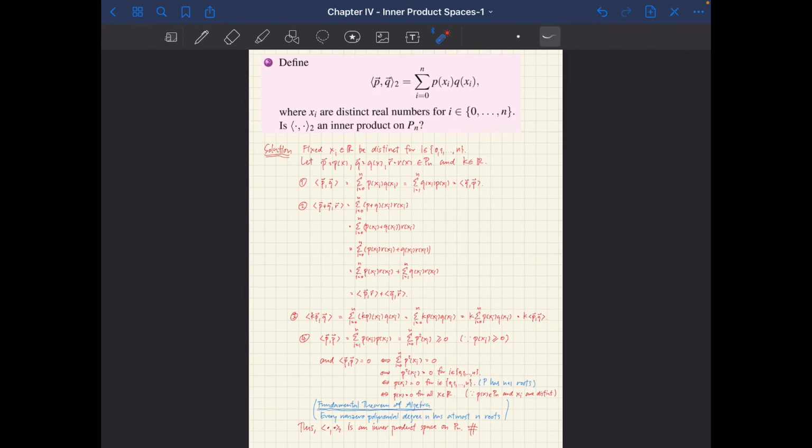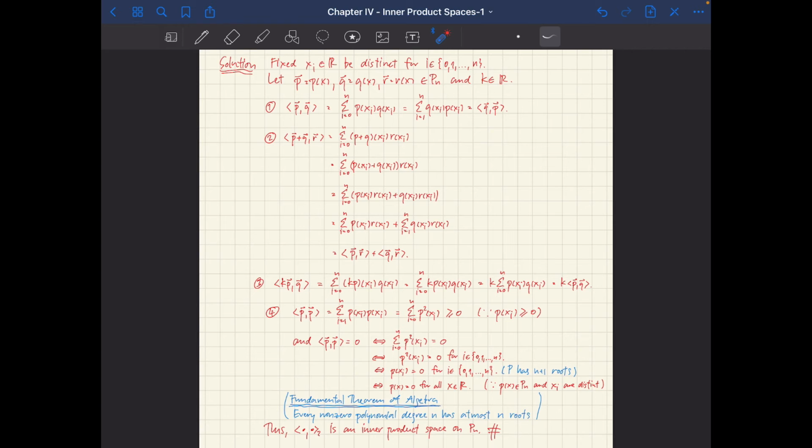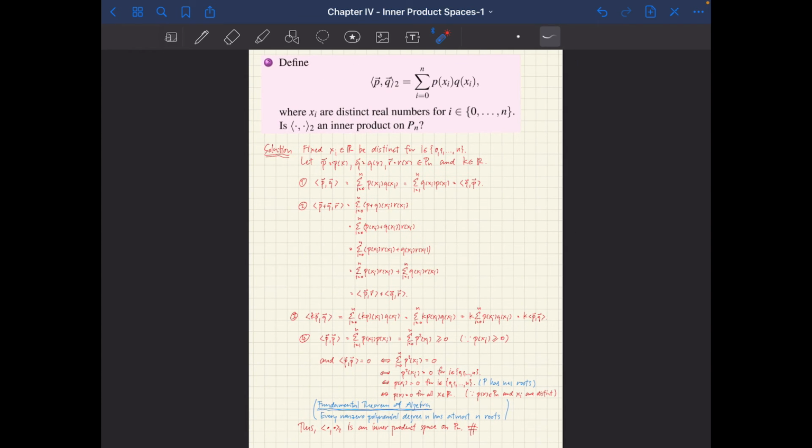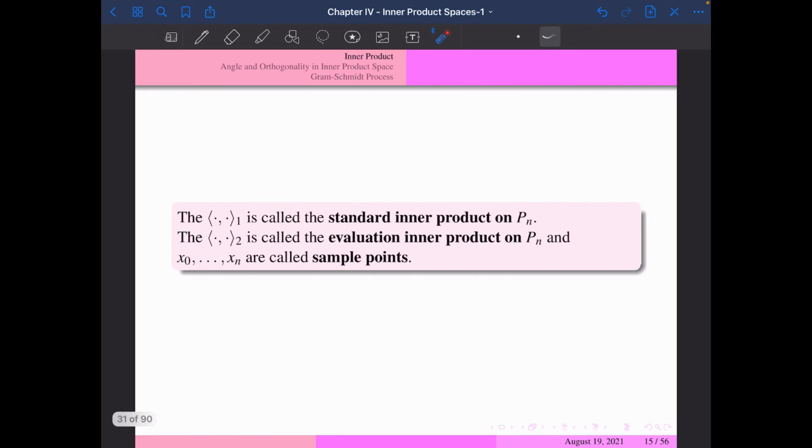If you need to copy this page, please pause it. Okay, we will move to the next slide. So the inner product in the previous slide we call the standard inner product on Pn, and number 2 is the evaluation inner product on Pn, and we will call the points x0 to xn the sample points.